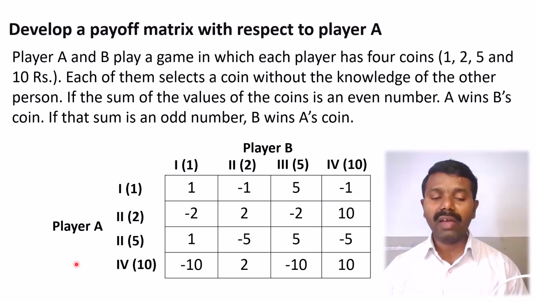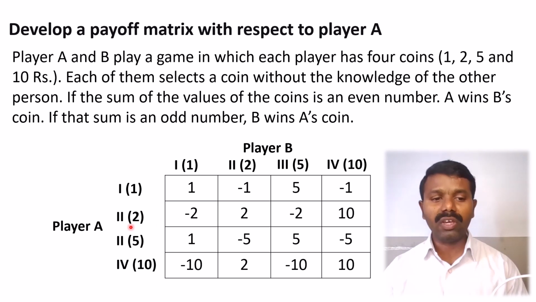Because player A is either gaining or losing, that is what we are representing in the payoff matrix. So that is why we are developing the payoff matrix with respect to player A. Then again, let us go to the next row.